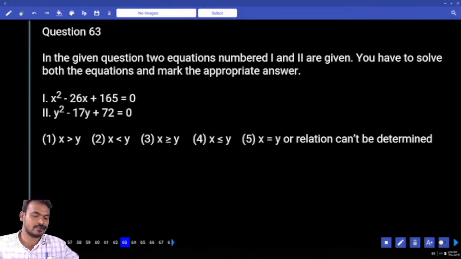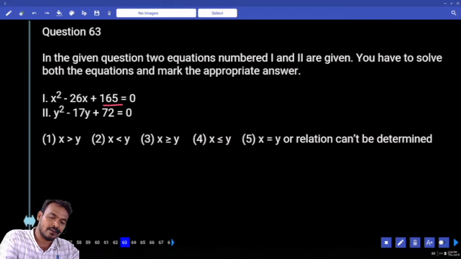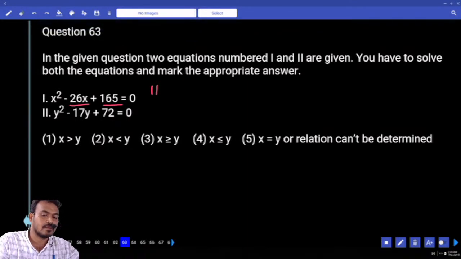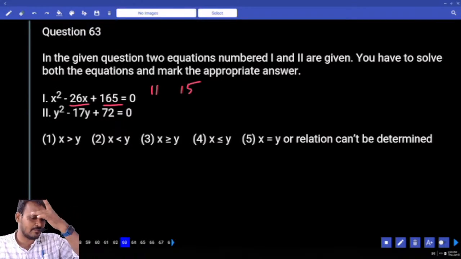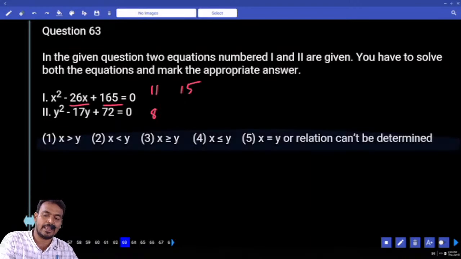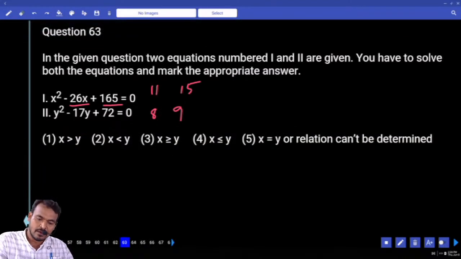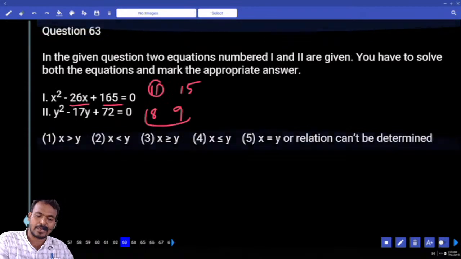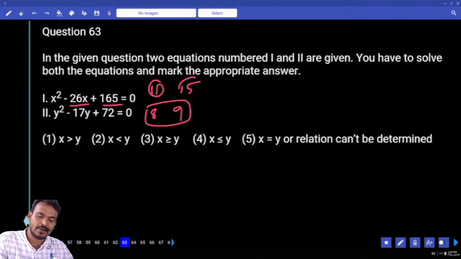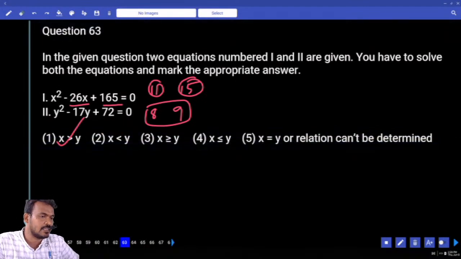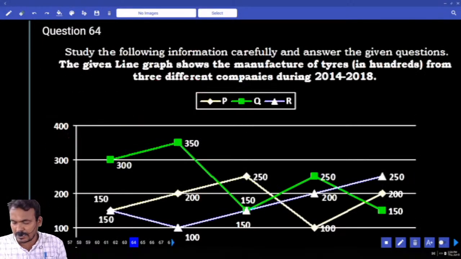Next, for the first one, product 165 but sum value 26, that is 11 into 15 or not? Plus 11, plus 15. Second one, y square minus 17y plus 72 means 8 and 9 or not? Okay, first 11 compared to 8 comma 9, greater. 15 compared to 8 comma 9, greater. What is the answer? X is greater than y. 64.